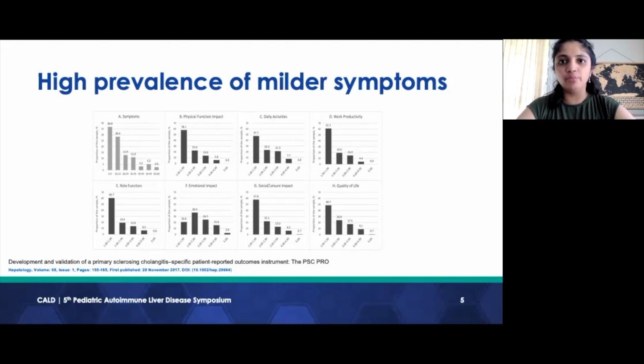In module 2, patients were asked about the impact of PSC on their daily life. This module included 7 4-item domains covering various aspects of patients' functionality and well-being: physical function, daily living or activities, work productivity, role functioning, emotional impact, social leisure impact, and quality of life. As you can see, all of these except the emotional impact were on the milder or lower side, but there was a very high prevalence of milder symptoms in this group.